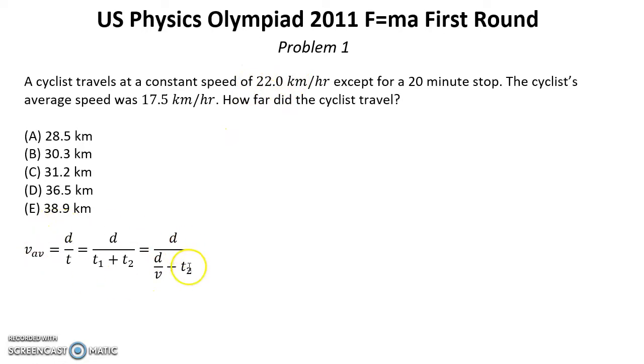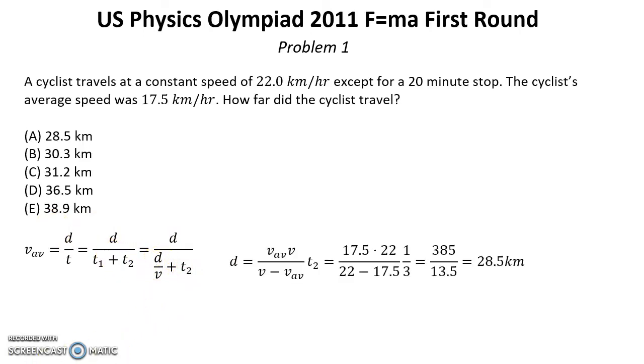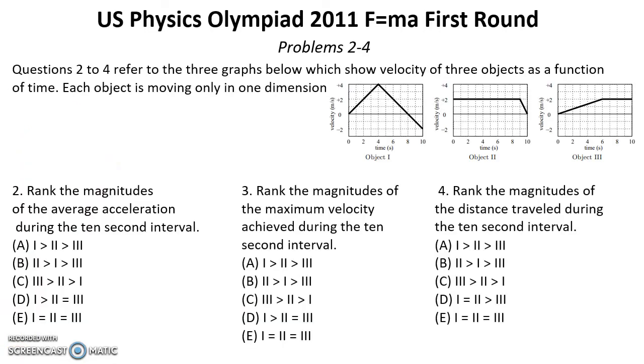So that's our equation. In this equation we know what is average speed, what is distance, what is speed for the first period of time, and what is time to stop. So from here we can find what is total distance. That's the solution for this equation. When we put numbers we will get 28.5 kilometers. Correct answer is A.